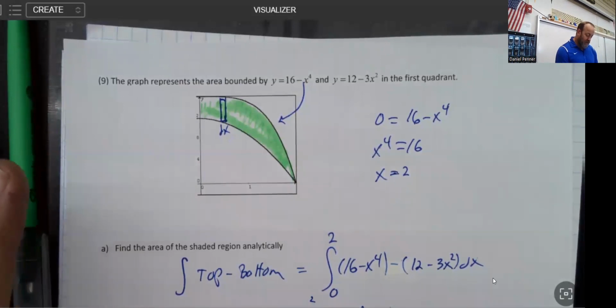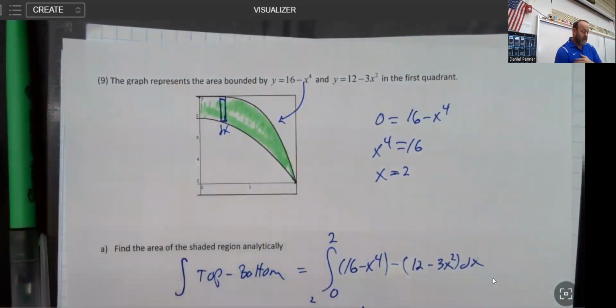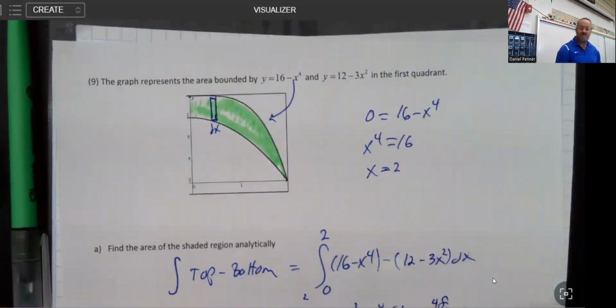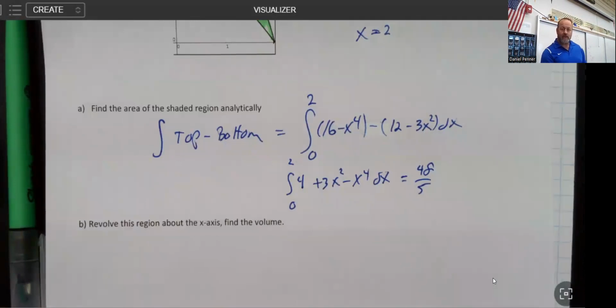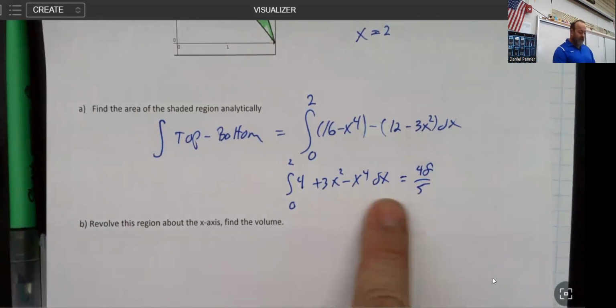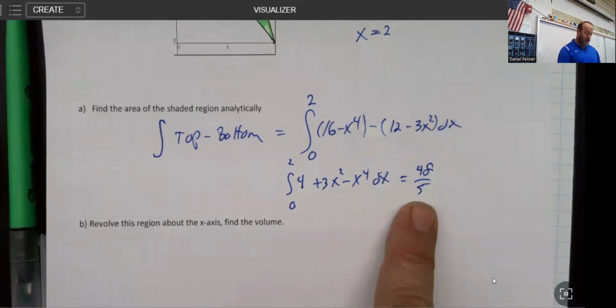Not a terribly difficult problem to complete from this moment on, and I believe we get 48/5. And I don't think that's too bad of an issue. Sorry, I realized mine was a little bit below the screen. So hopefully that's not too bad of a problem. I didn't show you the power rule being done, but I think we can handle that at this moment.